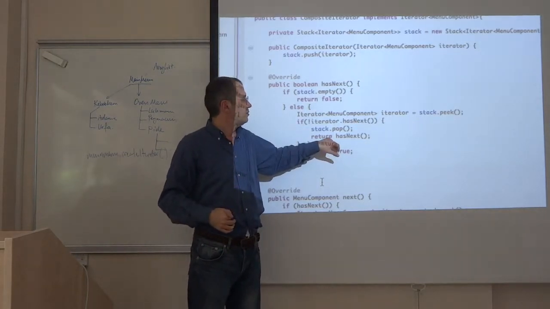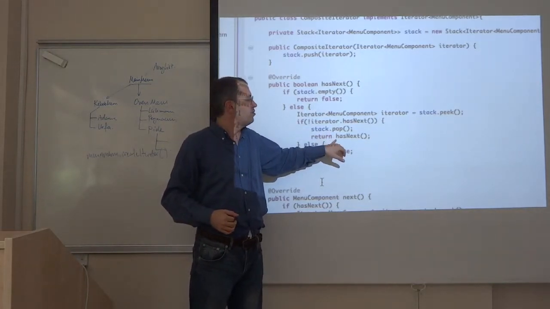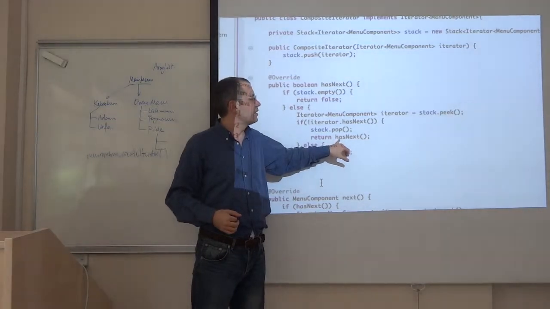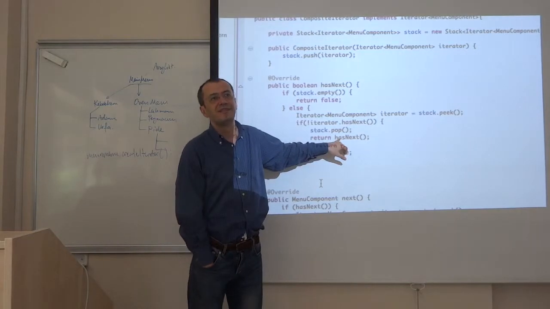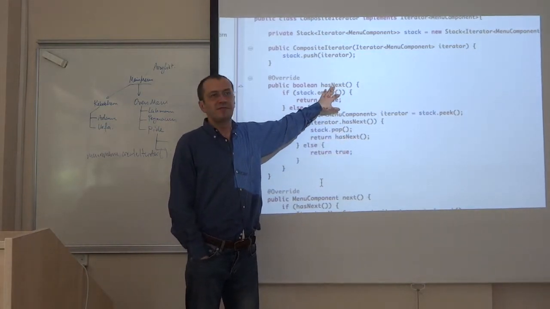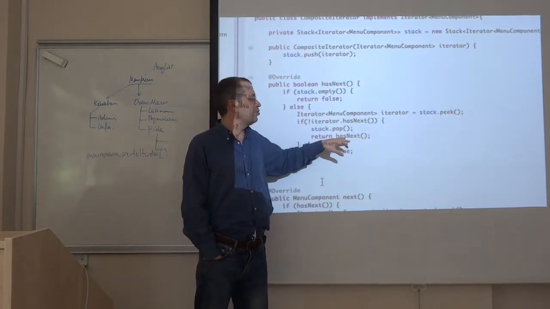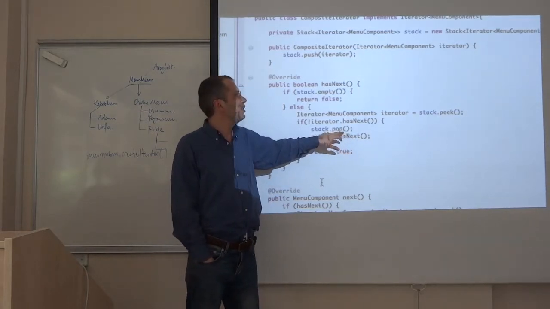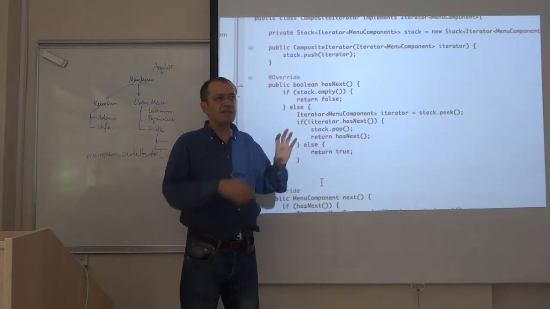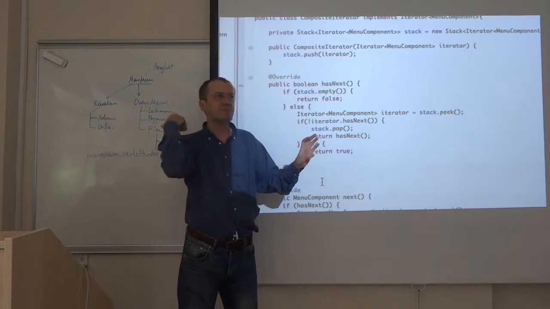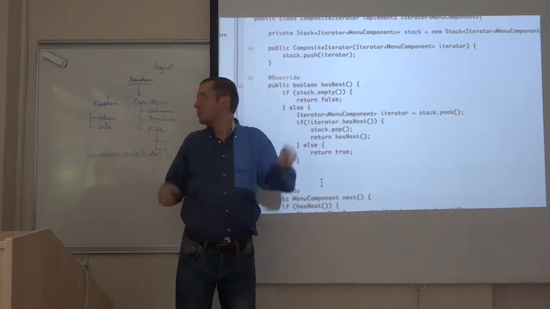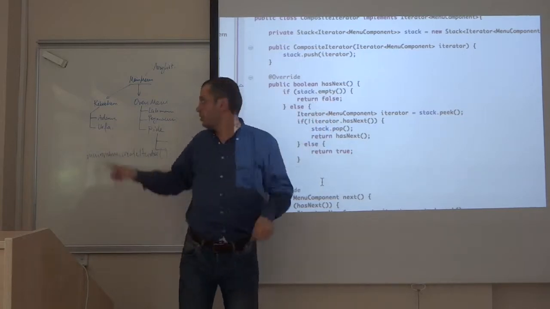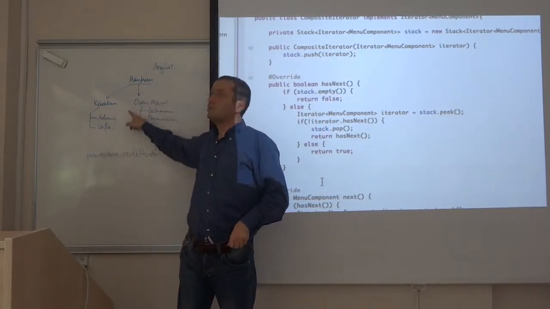And then I return hasNext. So what is hasNext? Itself. So I say that return hasNext. So when I call this, what I did is that I removed the top item because that was empty. So now I'm calling it again. So that means I'm here. So this is the one.